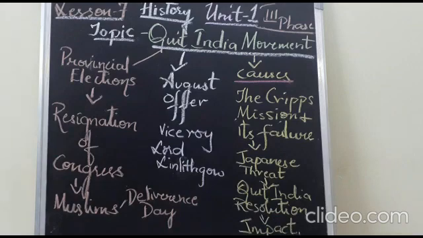So we now see what are the events that led to the Quit India movement. First, we shall see the provincial elections which took place in the year 1937. The Congress won the elections which were held in 1937, and it won in the first 6 provinces, including the Northwestern Frontier Province too. The Muslim League had not fared well in the election. Although Congress won, we shall now find out what made the Congress leaders resign its office.